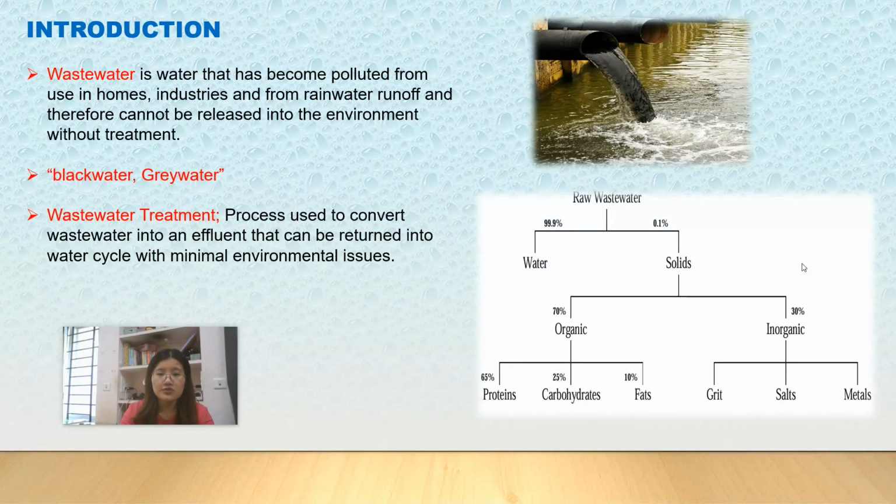So a typical wastewater consists of water and solids: water is 99.9% and 0.1% is solids. Further, the solids are divided into organic matter and inorganic matter, where 70% of the solids comprise organic and 30% inorganic. In organic we have proteins, carbohydrates, and fats, and in inorganic we have grease, salts, and metals.